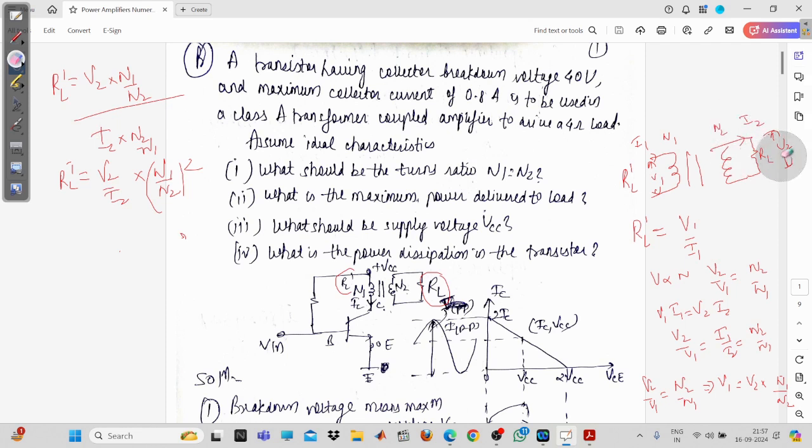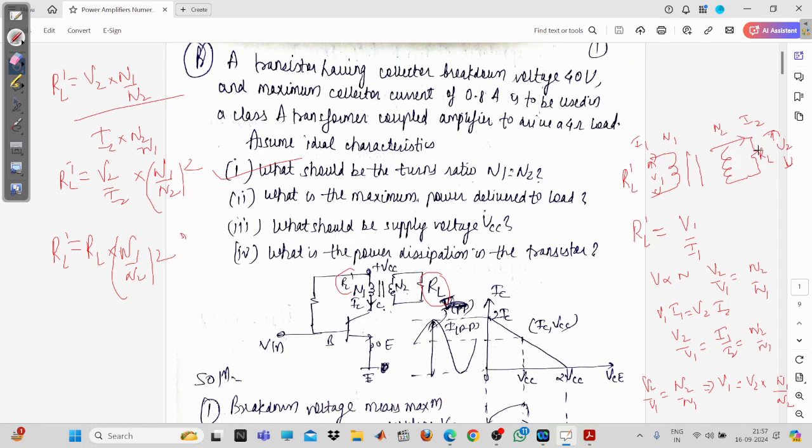You can just look here. V2 upon I2 is the load resistance. You can simply apply Ohm's law there. So now RL dash will become RL into N1 upon N2 whole square. So this is the turns ratio we have obtained. I think first you will have to find the turns ratio only, and I think you have got this concept here.